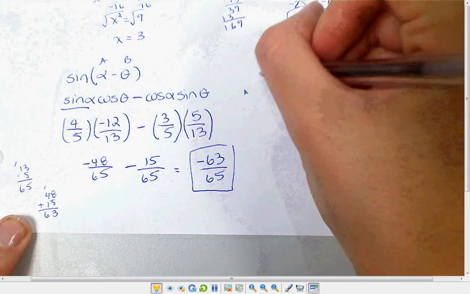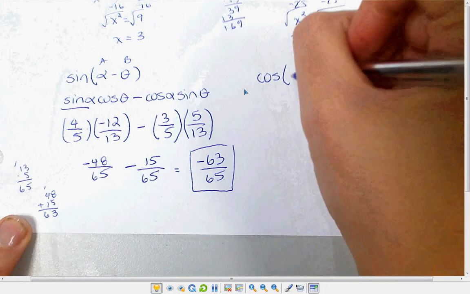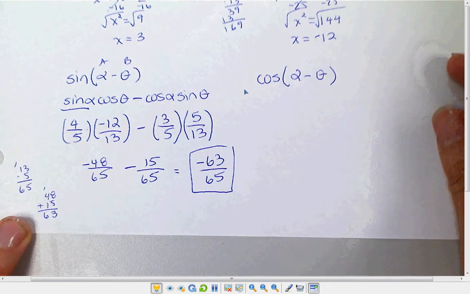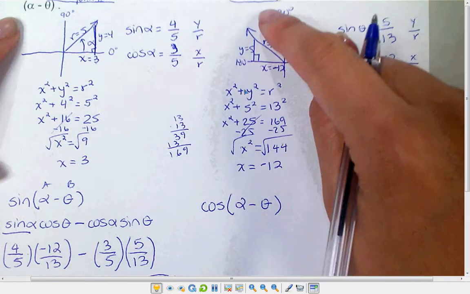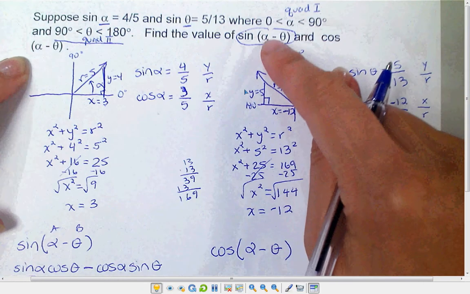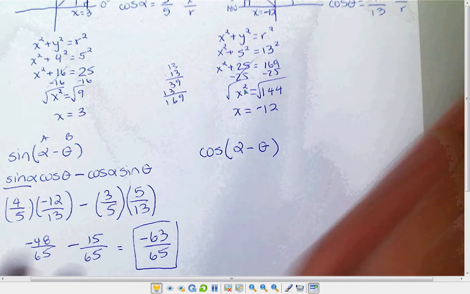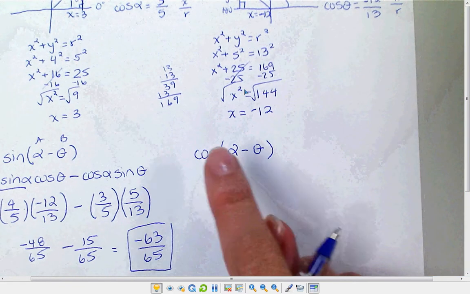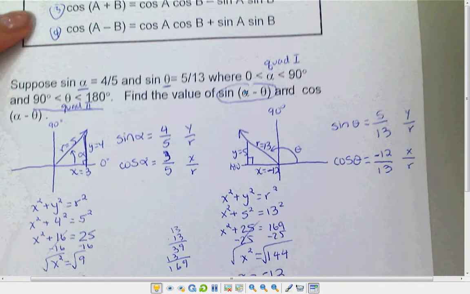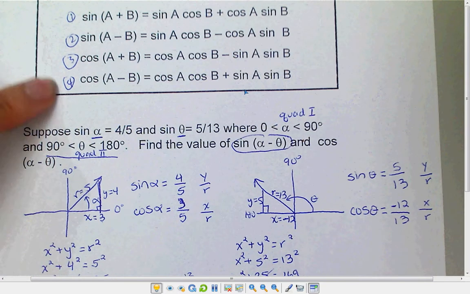Okay, we're going to do the same thing now for cosine of alpha minus theta, because again, that's what this question is asking for. Find the value of sine of alpha minus theta and cosine of alpha minus theta. So again, we're going to use one of our 4 formulas. This is cosine and it's subtraction. So we are going to be using number 4.